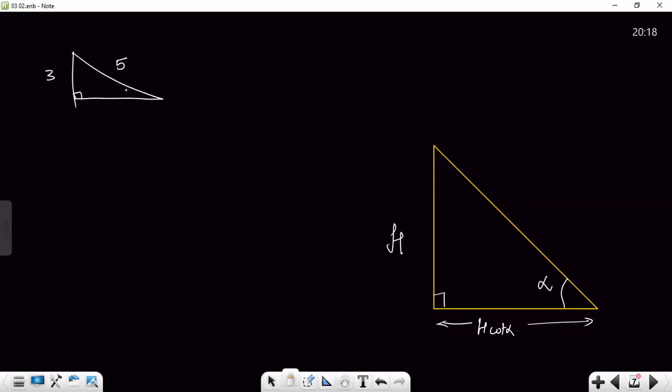3, 5. And if this is given, you have to find out theta basically. This is theta, and you have to find out tan theta. This is the given figure. Find out. Come on, fast.